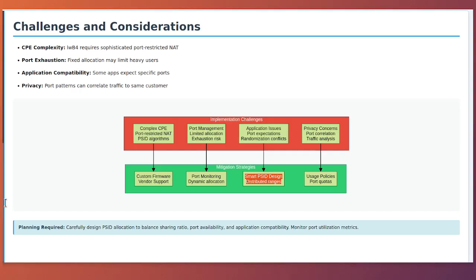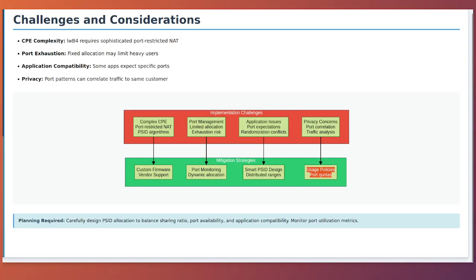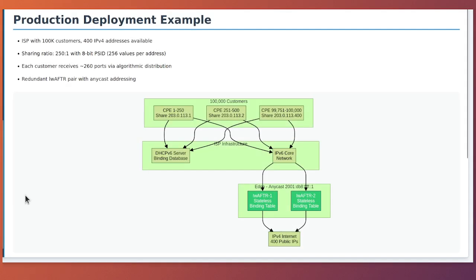The deterministic nature of the port mapping also raises potential privacy concerns. An external observer can determine that two connections with the same IPv4 address but different port numbers come from the same customer if they fall within the same PSID range, whereas with random carrier-grade NAT, this correlation is much harder to establish. Real-world implementation. Let's examine how Lw4o6 would be deployed in a production environment.